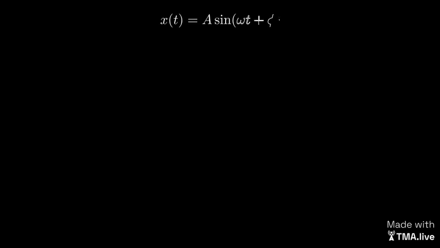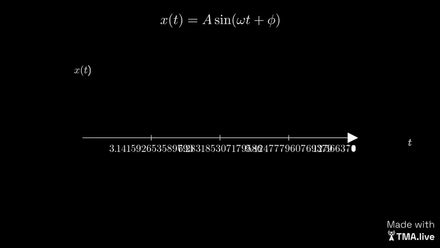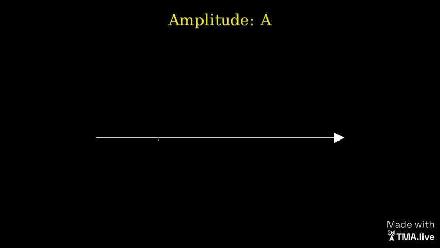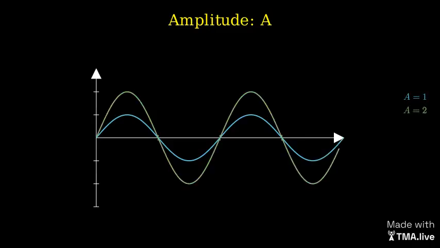Let's explore each parameter. The amplitude A determines the peak height of the sinusoid. A larger amplitude means a taller wave. The angular frequency omega determines how fast the sinusoid oscillates. Higher omega means more cycles in the same time period. The phase phi shifts the sinusoid left or right in time. A positive phase shifts the wave to the left.